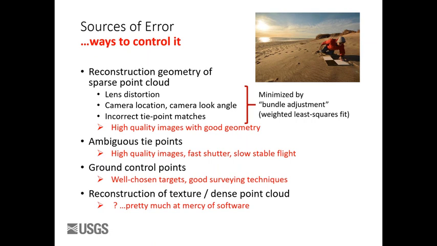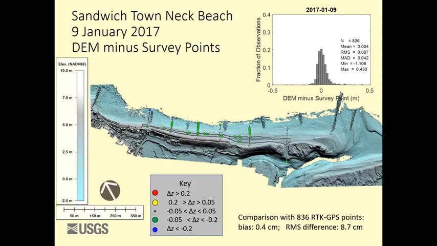Ambiguous tie points are things that it finds in the images that aren't really tie points. They're different things that it found. Again, high quality images. This turns out to be a real photographer's problem. You start off with kind of a mapping mentality, and then you realize that it's really all about the photographs. And then for the ground control points, we've accumulated a huge knowledge of what works and what doesn't work for things to look at on the ground.